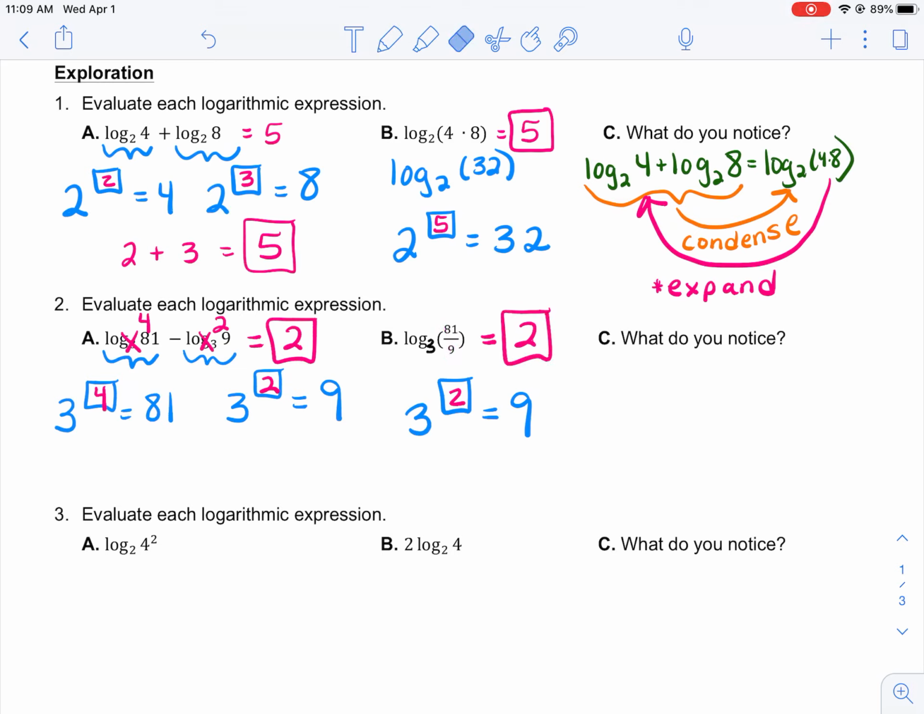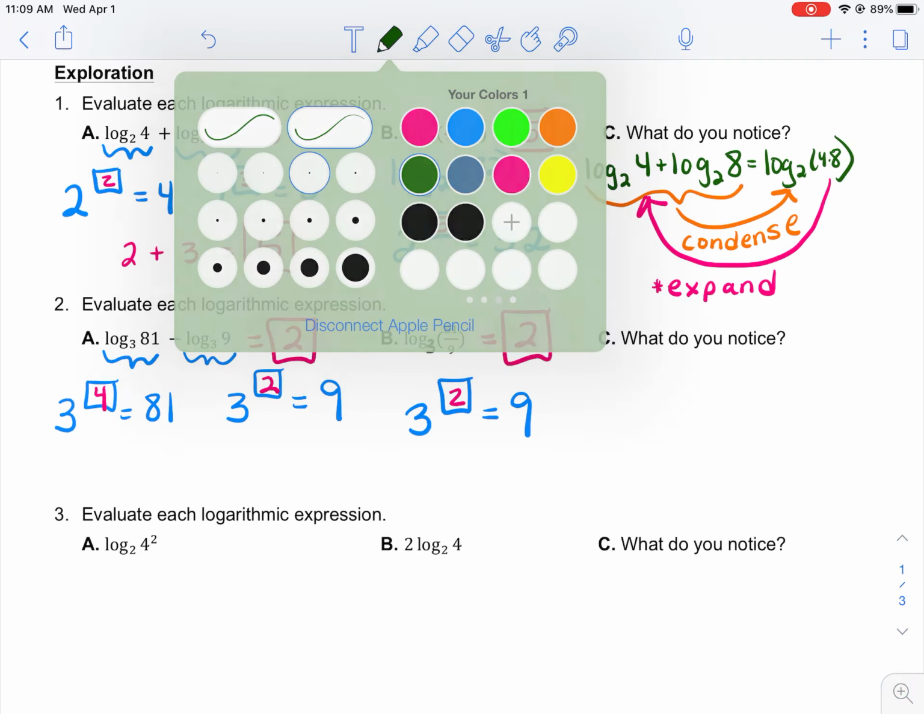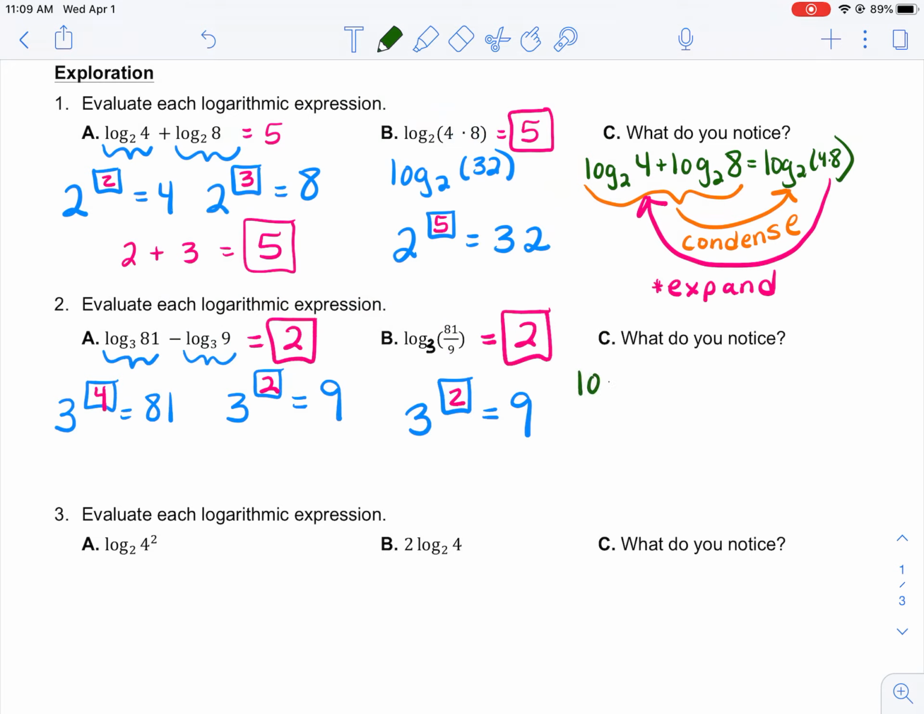Okay, so if I erase my little notations here, if I look at the original expressions, what I want you to notice here is that log base 3 of 81 minus log base 3 of 9 is equal to log base 3 of 81 divided by 9. So it's very similar to the product property, but this is called the quotient property.